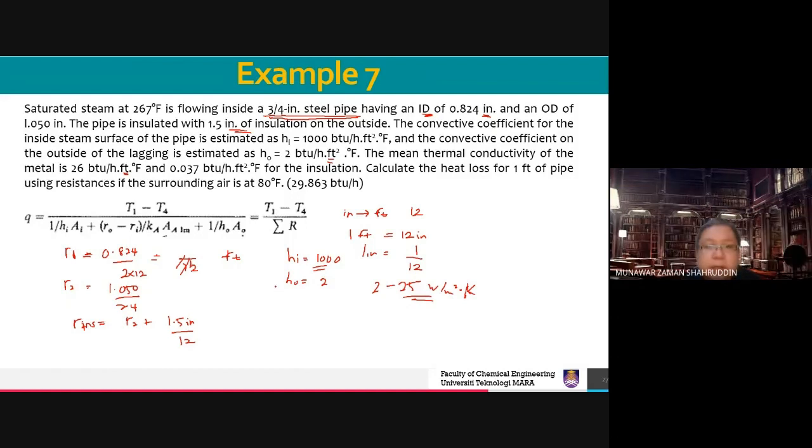Kemudian the mean thermal conductivity, okay, so KA sama dengan 36, AB sama dengan, yang dua silap, dua ni is BTU yang ni dalam minit watt jangan terkeliru lah, and 26 and 0.037. Okay, this is KA KB. And then calculate the heat loss for 1 feet. So L is 1 feet.